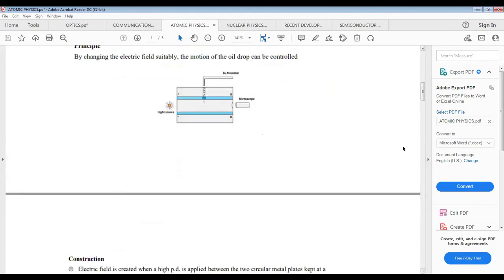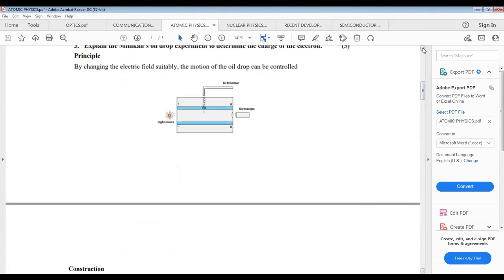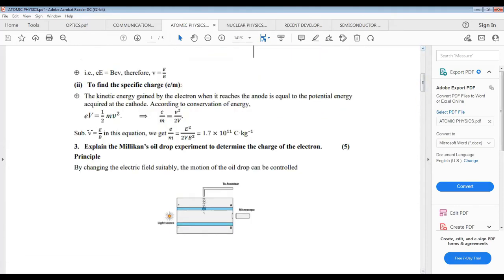We know that the kinetic energy gained by the electron when it reaches the anode is equal to the potential energy acquired at the cathode. So the electron acquired a potential energy e into V, which is nothing but work done equal to V into Q. In the first lesson, you might have studied that the work done is given by voltage into charge.